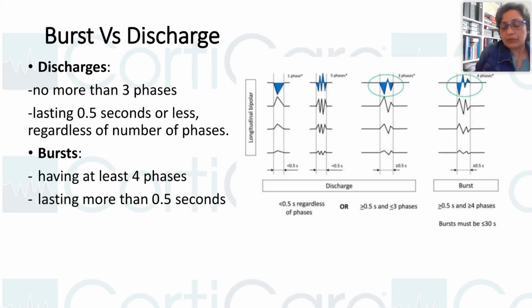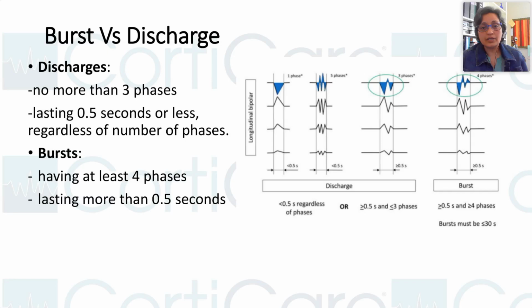Another confusing point when we are describing our EEGs is the difference between a burst and a discharge. A discharge is a shorter thing. It happens and it goes away. Anything that is less than half a second is a discharge. But can discharges last longer than half a second? They may. If you are seeing a pattern that appears for more than half a second, you start counting its phases. How many phases does it have?